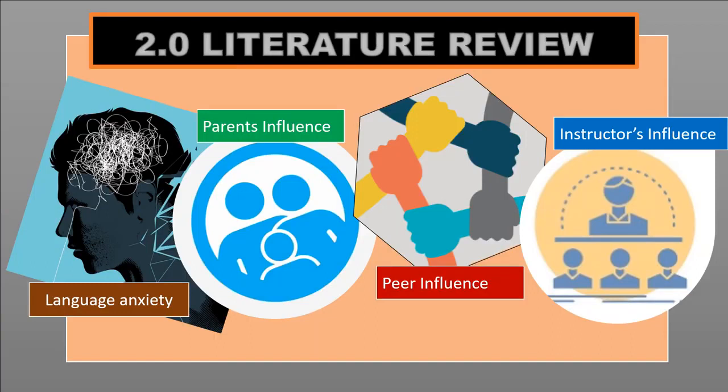We shall now proceed to the second part of my presentation, which is literature review. Just to let you know, I am not going to present extensively the literature supporting or serving as the basis of my research, but I will only focus on the 4 main chosen factors. Those factors are language anxiety, parental influence, peer influence, and last but not least, instructors' influence. These factors have been chosen as they are very relevant to the context of my respondents.